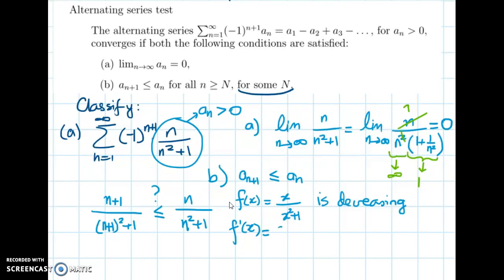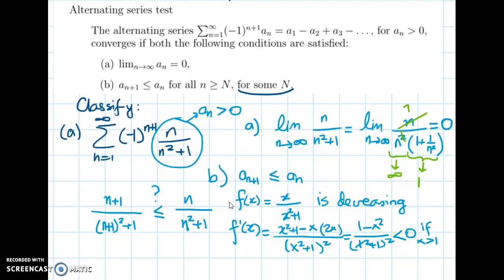Derivative of x is 1, times x^2 + 1, minus x times the derivative of the denominator, which is 2x, divided by the denominator squared. So this is (1 - x^2) divided by (x^2 + 1), all of it squared. The sign is given by the sign of the numerator, and this is less than 0 if x is greater than 1. Then what I'm saying is that the function f is decreasing for x greater than 1.